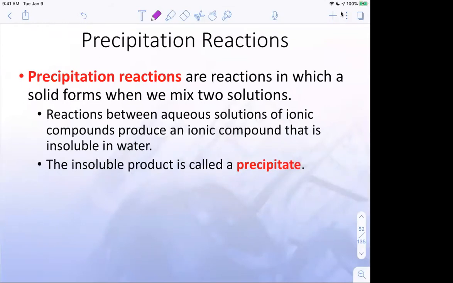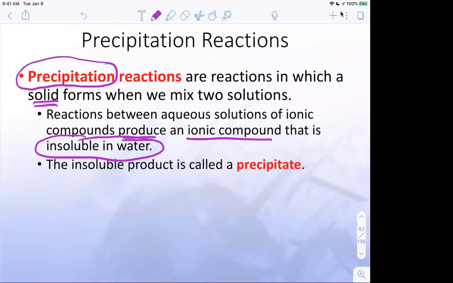Precipitation reactions are reactions in which a solid forms. This is called the precipitate. When a solid forms when we mix two aqueous solutions, by definition, I have a precipitation reaction. These reactions occur when I have a reaction between aqueous solutions of ionic compounds that produce as a product an ionic compound that is insoluble in water. So this insoluble product will fall out of the solution because it's not soluble in the water, and the solid is called a precipitate.